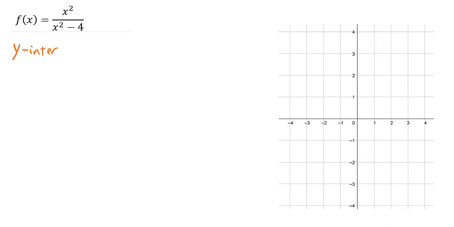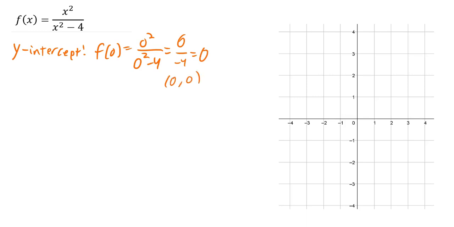y-intercept. I plug in a 0 for x. F of 0 is 0 squared over 0 squared minus 4. 0 over negative 4 is 0. My y-intercept is the point (0, 0).